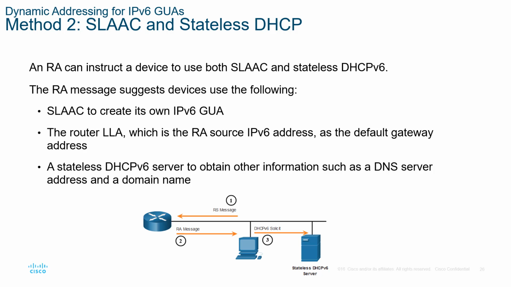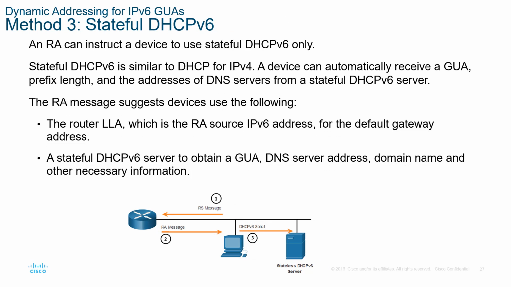Essentially, the router says, here's my information, here's the information for the DHCP server, get the rest of it from the DHCP server. And the DHCP server is going to provide things like DNS, the domain name, and information like that. The third method is a complete stateful DHCPv6 deployment.